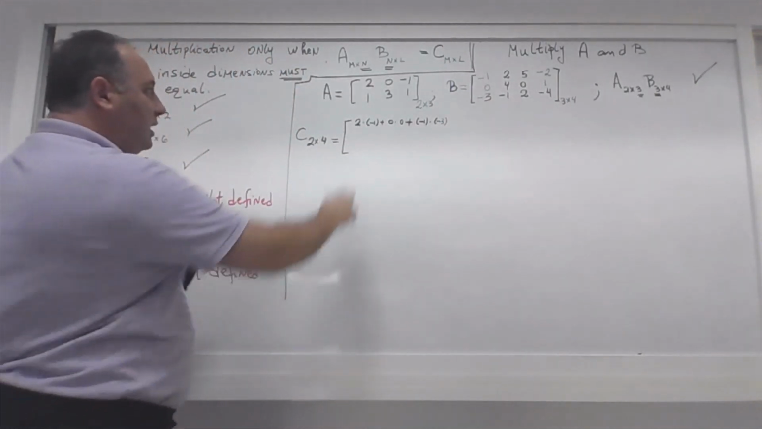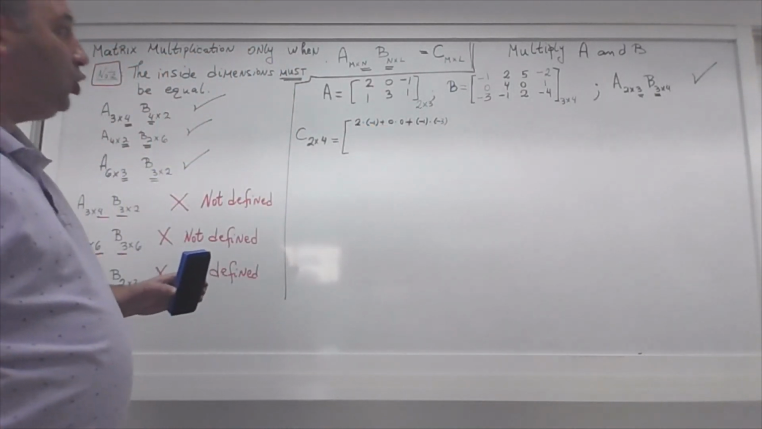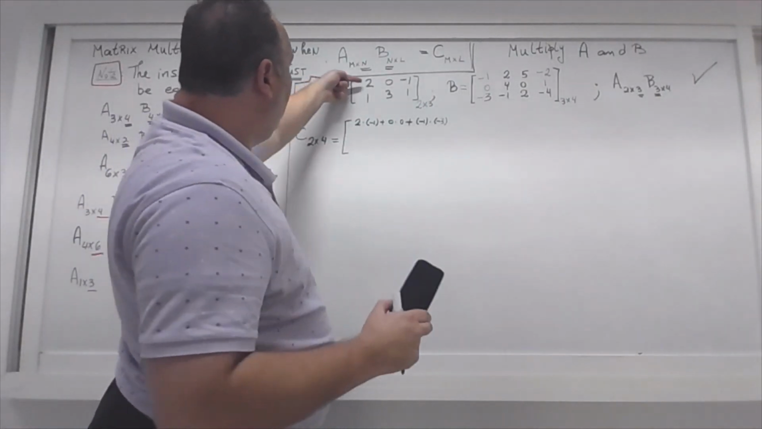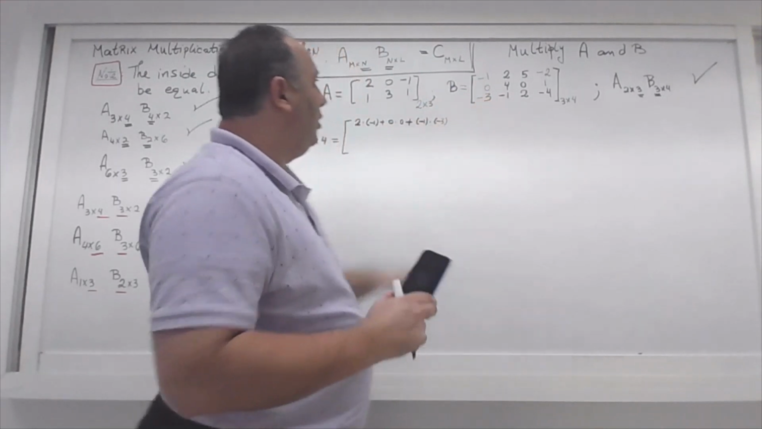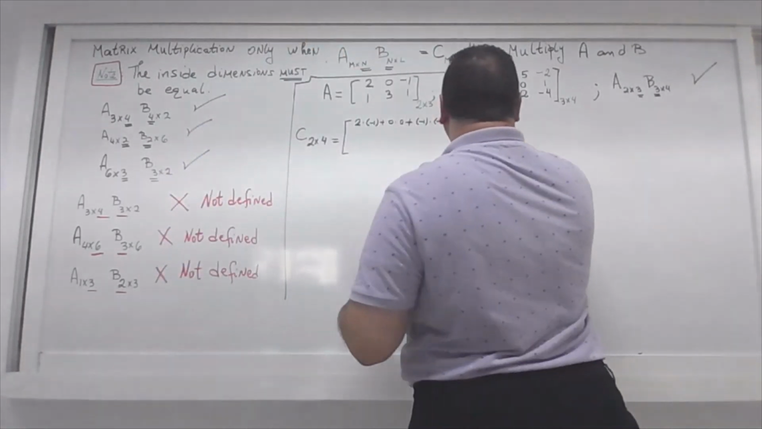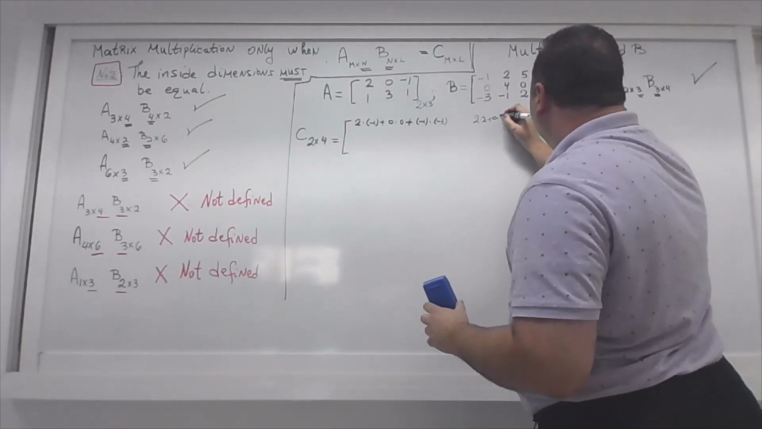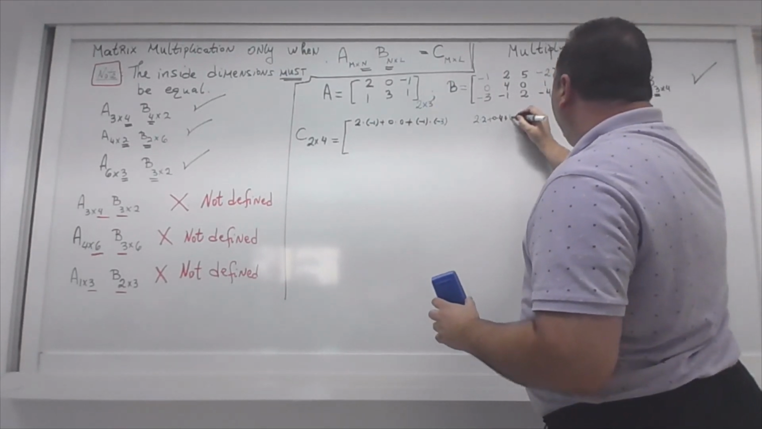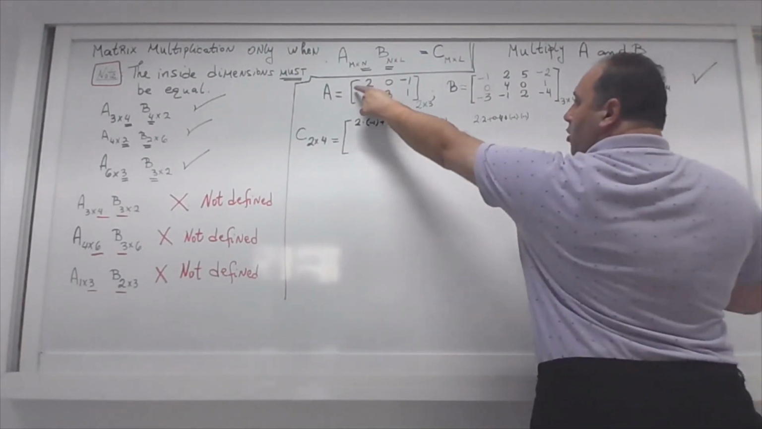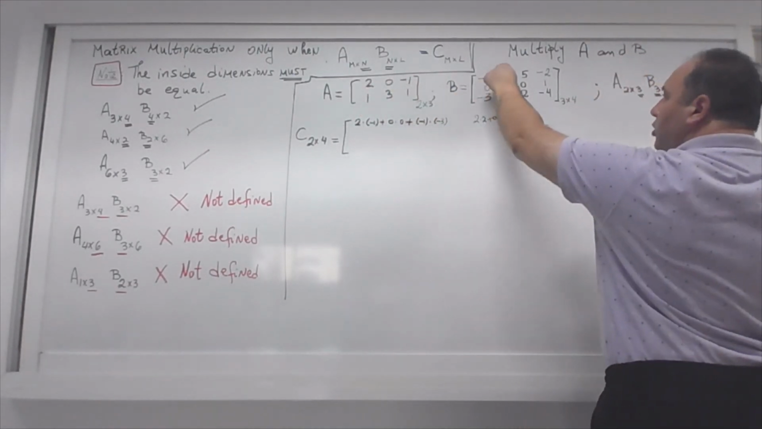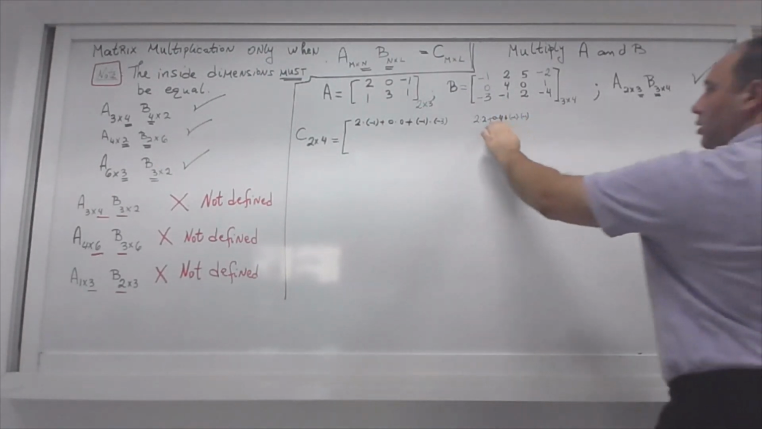So that's entry 1,1 of the resulting matrix. Entry 1,2 will be row 1 from A dot product with column 2 from B. So I'll have 2 times 2 plus 0 times 4 plus minus 1 times minus 1. So it was row 1 from A dot product with column 2 from B. So that's entry 1,2.